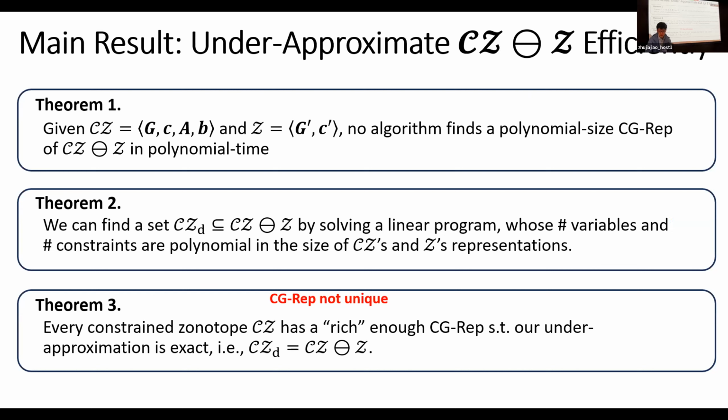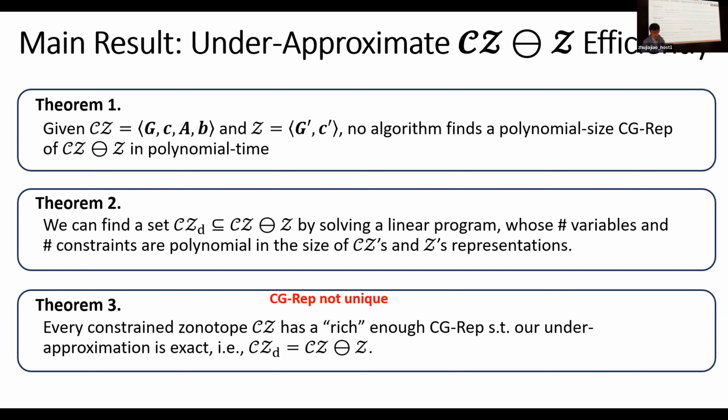So here are our answers. It turns out that given the CG-reps of the minuend and the subtrahend, there is no algorithm that can find a polynomial size CG-rep of their Minkowski difference in polynomial time. Of course, unless P is equal to NP. So this is bad news, so we cannot do it efficiently and exactly. And this is why we have Theorem 2, where we propose to find the inner approximation using a linear program. So here, the number of variables and constraints in this linear program is polynomial in the input data size. So this means you can solve it efficiently, and the resulting inner approximation also has a polynomial size.